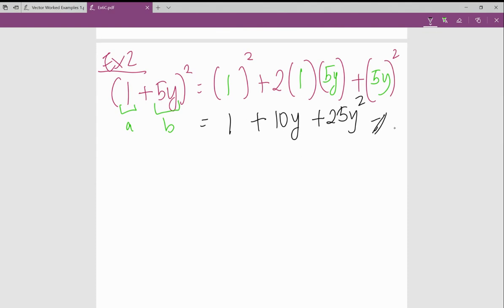Now let's see whether you have understood. You try this question. I'm going to pause for a while for you to try this by yourself. (2x plus 3) squared. Pause the video to see whether you have understood how to do this.